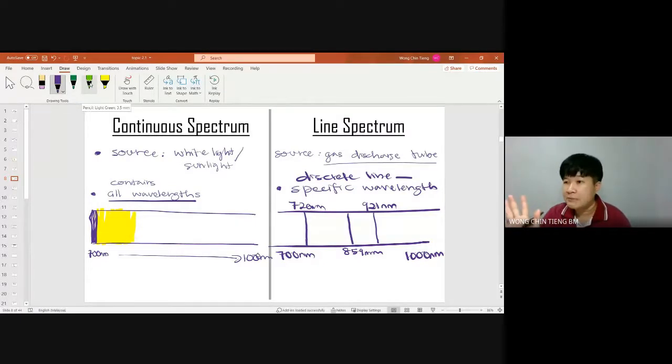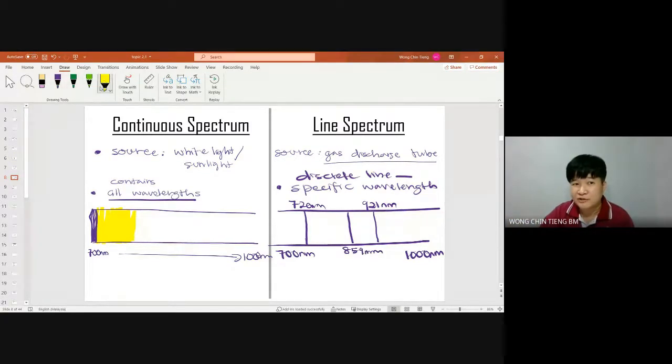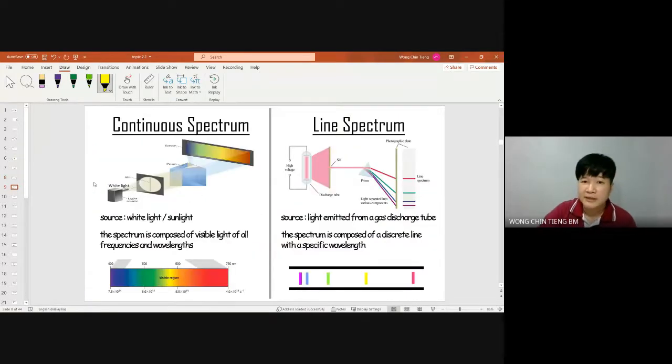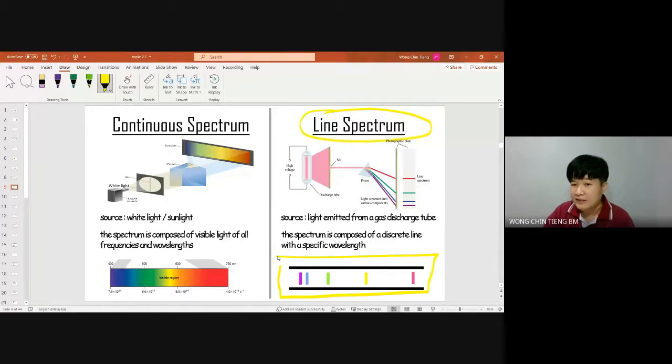Kita takkan bincang banyak pasal continuous spectrum. Continuous spectrum, to be honest guys, you only need to know these two things. What is continuous spectrum? How do we get continuous spectrum? Habis cerita. Yang kita nak tahu banyak sebenarnya adalah pasal line spectrum. Okay, this is the differences. This thing datang dari mana? How do we get this line spectrum? Yang tu yang kita nak tahu.